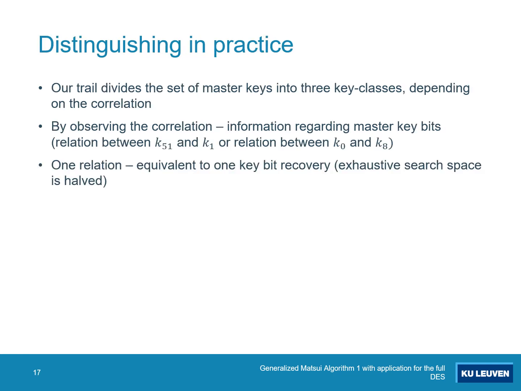The correlation of our trail depends on some properties of the key bits. Therefore, our trail divides the set of master keys into 3 key classes. By observing the correlation of the linear approximation, we can gather information regarding the bits of the master key. For example, we can identify the relation between K51 and K1, or even the relation between K0 and K8. Each relation that we learn is equivalent to the recovery of one key bit of the master key, since the key space of the exhaustive search is halved.